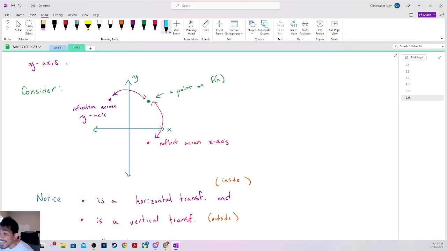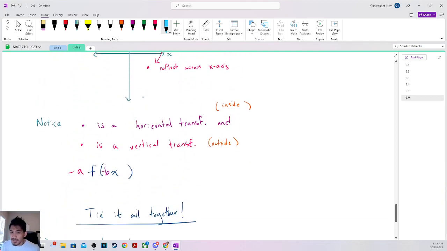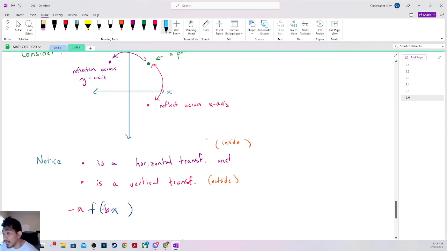So if I have a negative outside my function, it's a reflection across the x-axis. Similarly, if it's a negative inside my function, I move left or right. So it's a horizontal transformation, or a reflection across the y-axis. This is how I remember to do these problems. So I don't really memorize it. You can, but that's a lot of memorization in my opinion. So boom. If the negative is inside my function, it's a reflection across the y-axis. If the negative is outside, then it's a reflection across the x-axis.